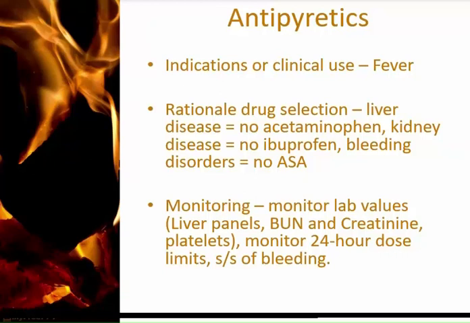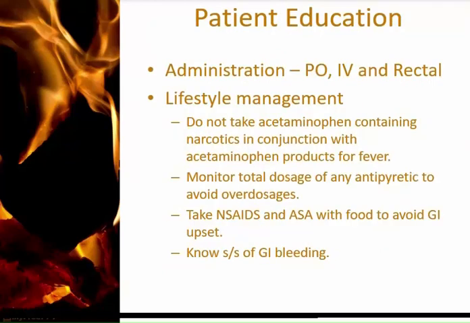Things we would like to monitor would be lab values for liver panels, BUN and creatinine, and platelets. And we also would want to monitor our 24-hour dose limits, and then also for signs and symptoms of bleeding. Some patient education. We need to remember this can be administered PO, IV, or rectally through suppositories.